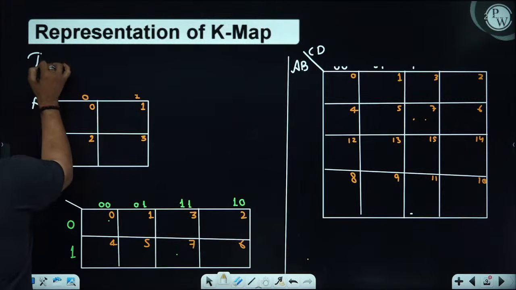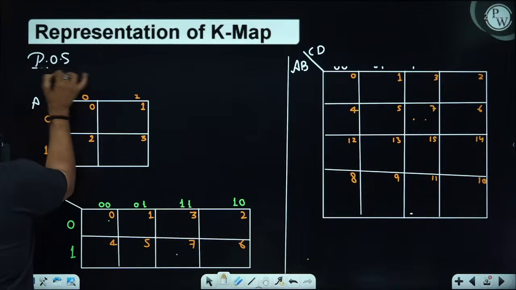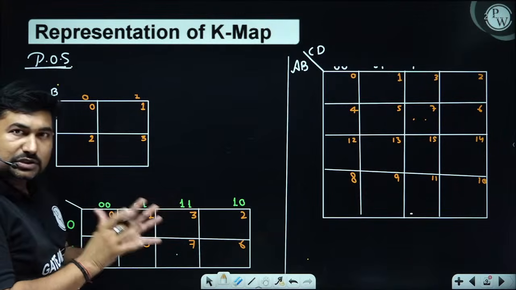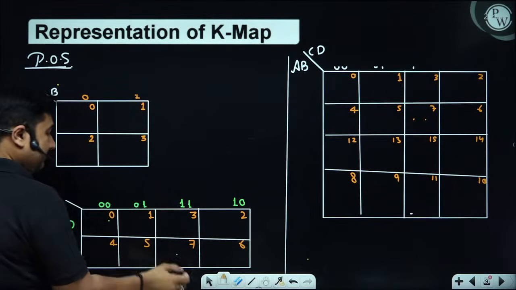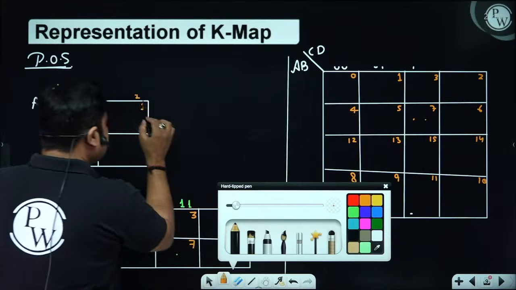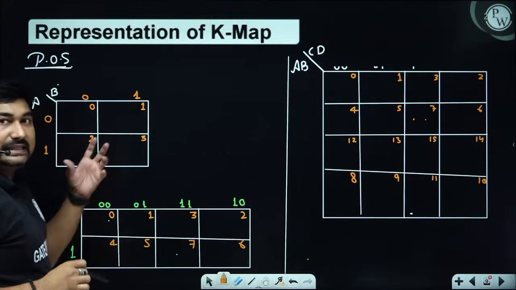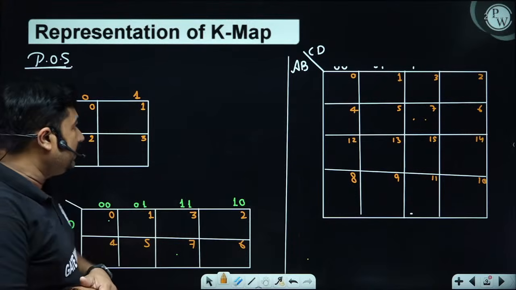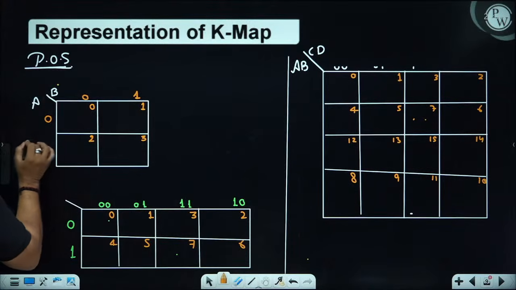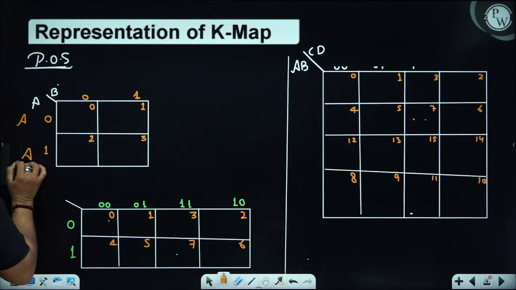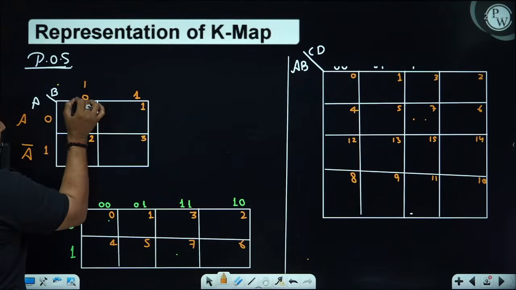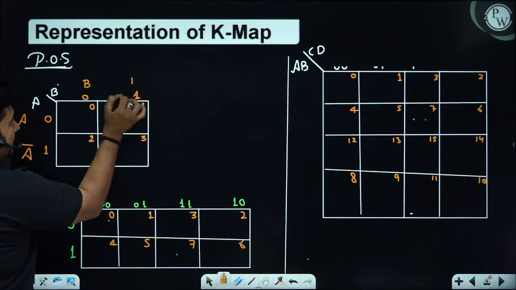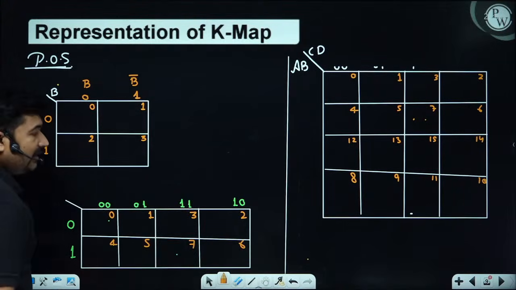Now please observe here. For POS representation, the 2 cross 2 K map, all sub blocks and everything will remain the same. Only the sub blocks now represent max terms instead of min terms. So if we have AB, for a max term 0 is represented by the variable and 1 is represented by the variable complement.